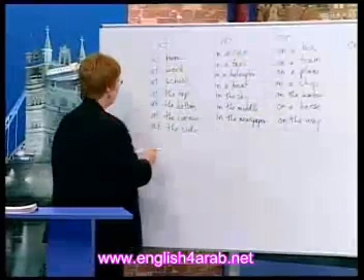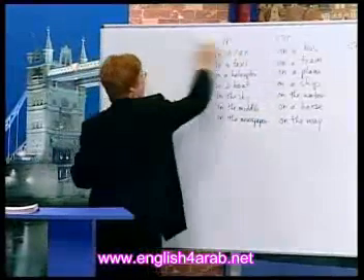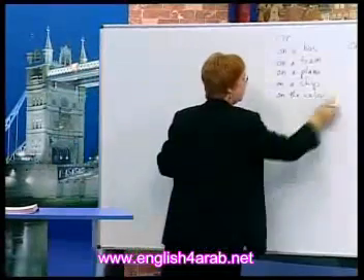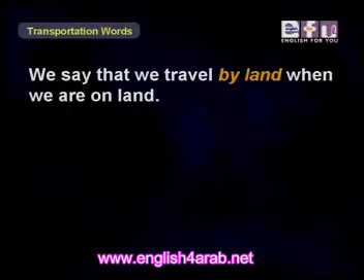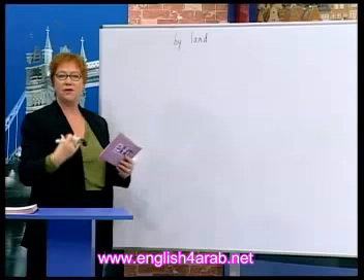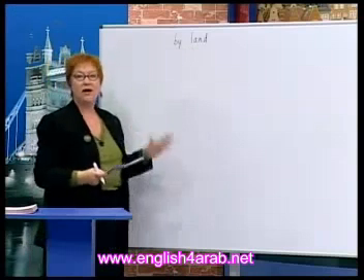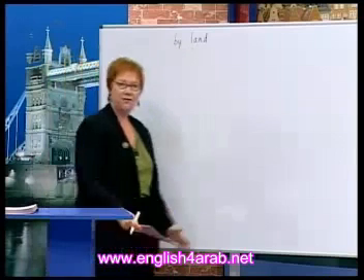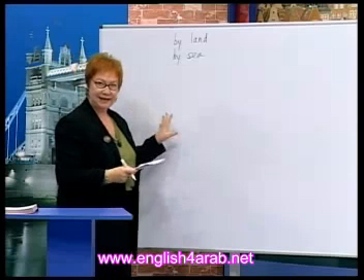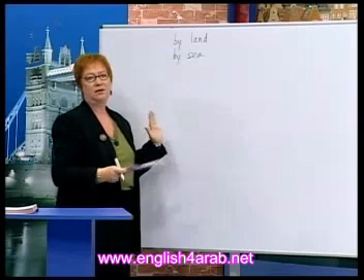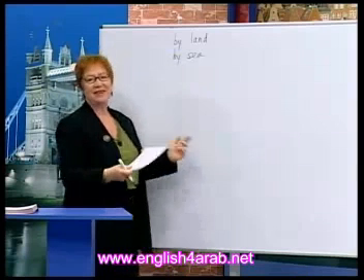Now, let me make some space here, and I'll show you another preposition that we use to talk about travel. Now, this one is by. Okay, so we say that we travel by land when we are on land. I'm on land, I travel by land. We travel by sea when we are on the water. For example, the sea or the ocean.